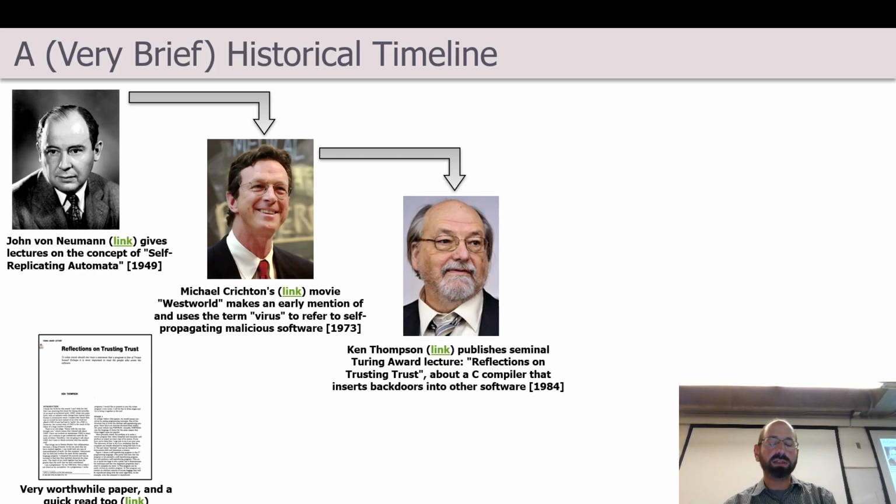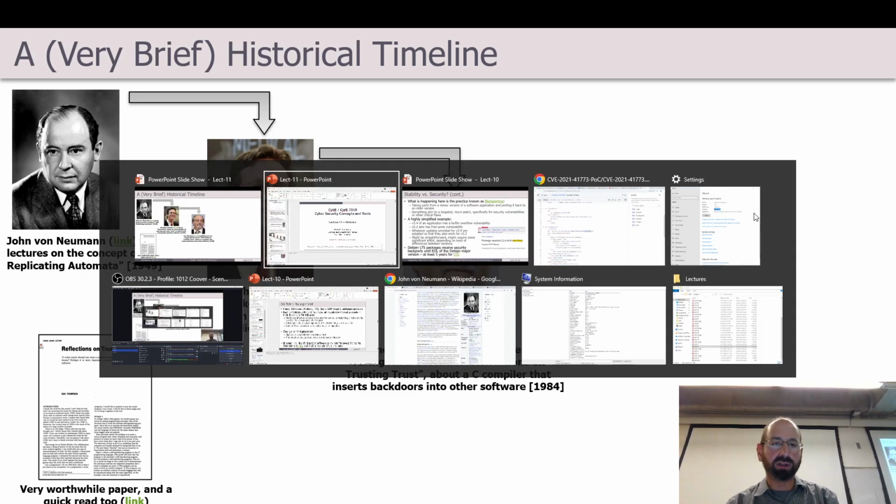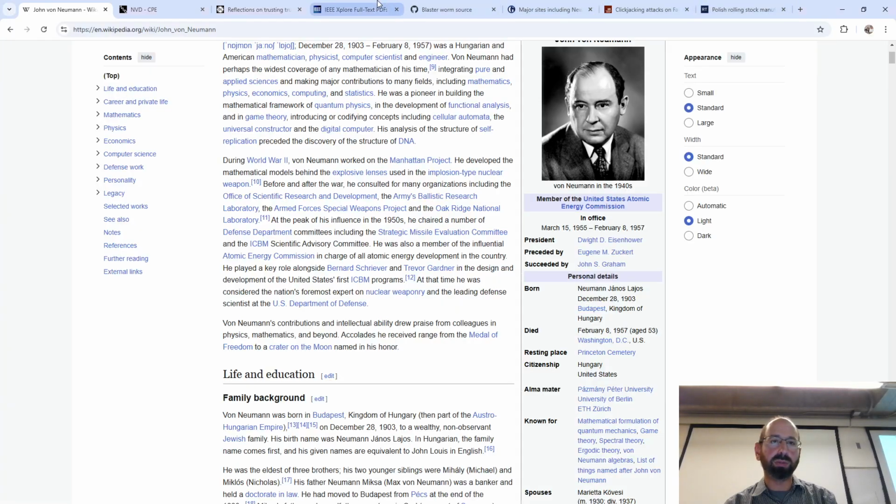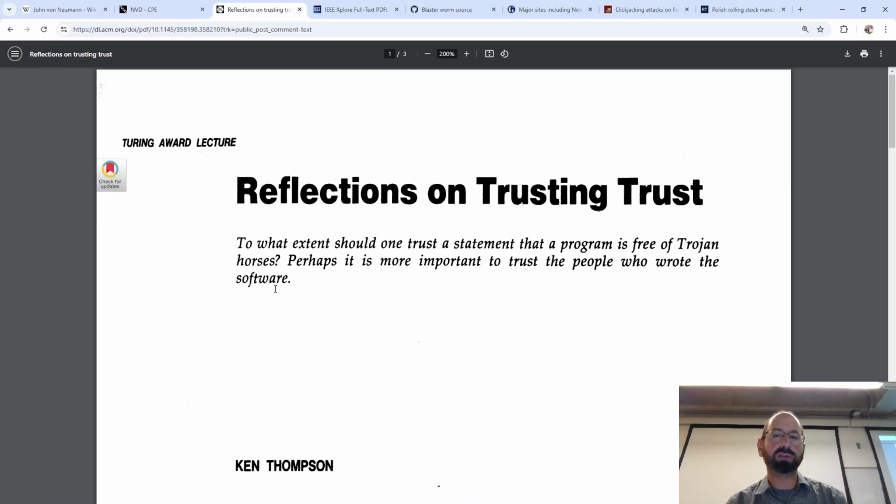So this was a lecture that was just committed to a paper. There's John von Neumann, but here's Reflections on Trusting Trust. And it's related to malware in a sense. To what extent should one trust a statement that a program is free of Trojan horses? It turns out that is a much more difficult problem than it appears at first glance. Now, this is an older academic paper.